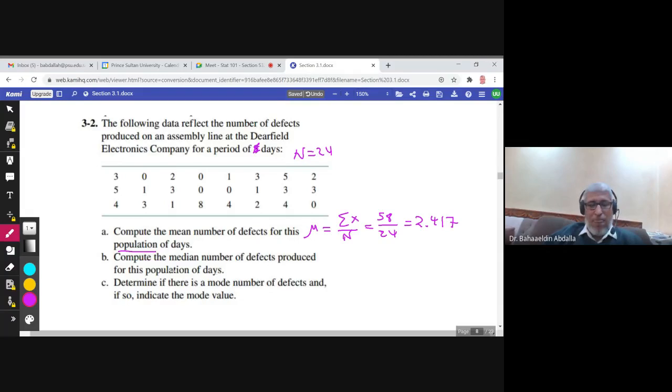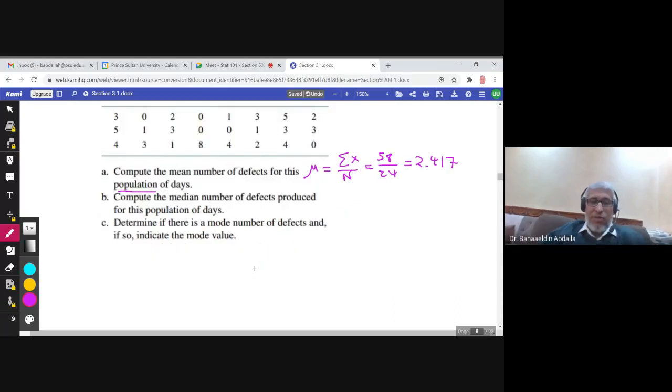So that's the mean. Now compute the median number of defects. Well, to compute the median, I have to sort the data. So let me sort the data, starting by counting the zeros: 3, 4, 5 zeros. Then the ones: 1, 2, 3, 4. Then 2: I have 2, 2, and another 2. Then 3: I have 3, 3, 3, 3, 3, 3, six threes. And for 4, I have one 4. You don't have to arrange all of them.